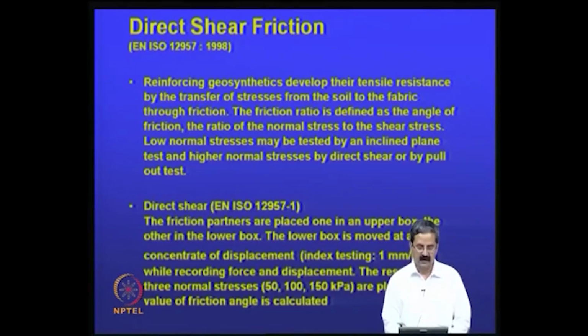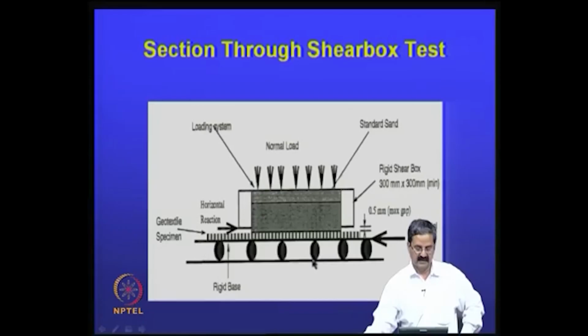So similar to that, we have a friction parameter here, which is a ratio of shear stresses to normal stresses. The direct shear test is done for that, and this is the direct shear test we are familiar with.